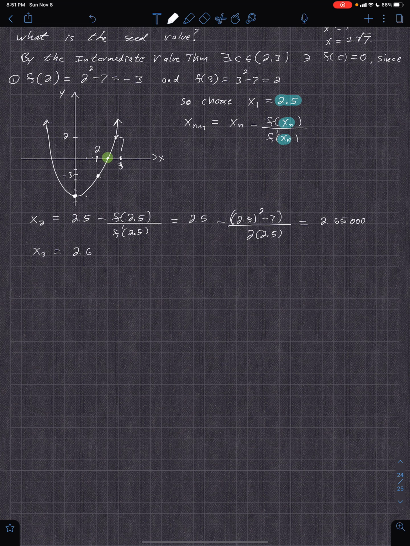So it's 2.65 minus, let's just break it up like this this time, and then just substitute in. So it's 2.65 squared minus 7 over 2 times 2.65, and you get 2.64575. And so that's actually, what did it say? 5 decimals. So 1, 2, 3, 4, 5. That's 5. So you want to do it one more time to see if it's close.